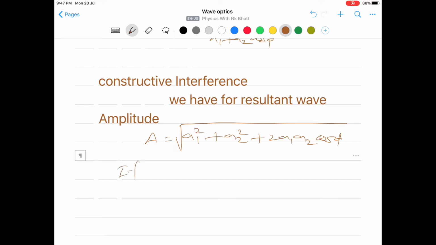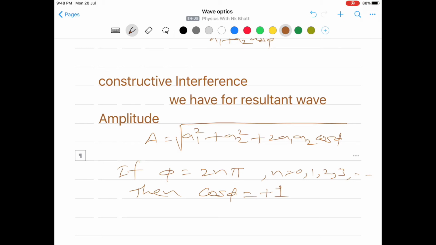If phi is equal to 2n pi, then cos phi is equal to plus 1. You know that the value of cos is 1 if the phi is an even multiple or integral multiple of even numbers. So phi is equal to 2n pi, n will start from 0, 1, 2, 3 and so on.